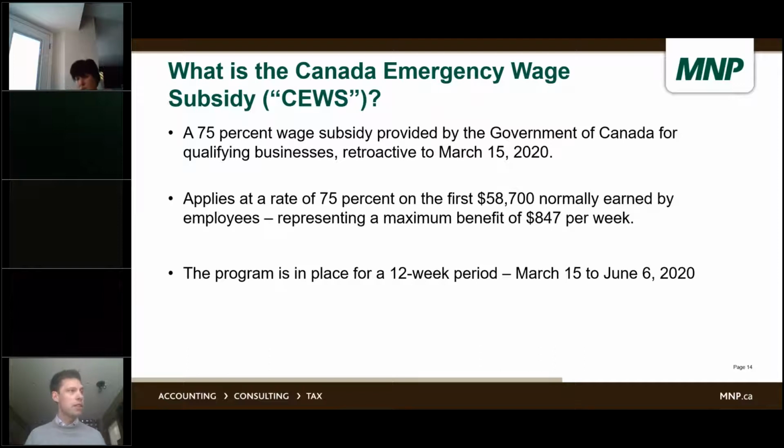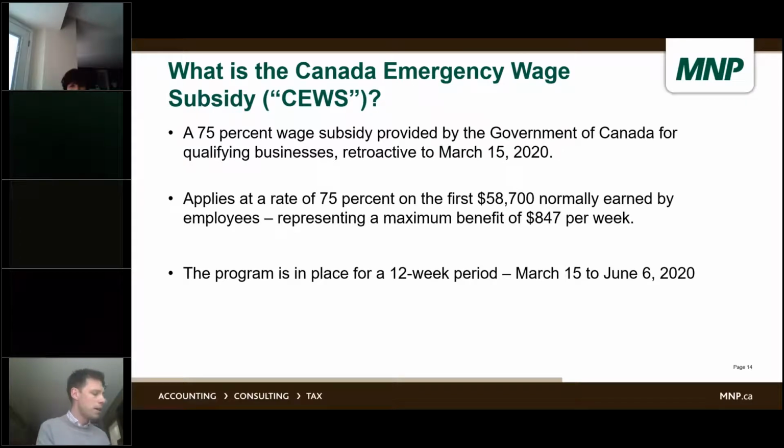Okay, so I actually have a slide on that here in the deck, so I'll come back to that and we'll talk about it in a bit more detail. But the quick answer is yes, for those of you who are wondering. So I'm not going to spend a lot of time talking about that emergency response benefit. That's the expansion of the EI program. I'm just going to talk a little bit more about this wage subsidy program, and we'll go from there.